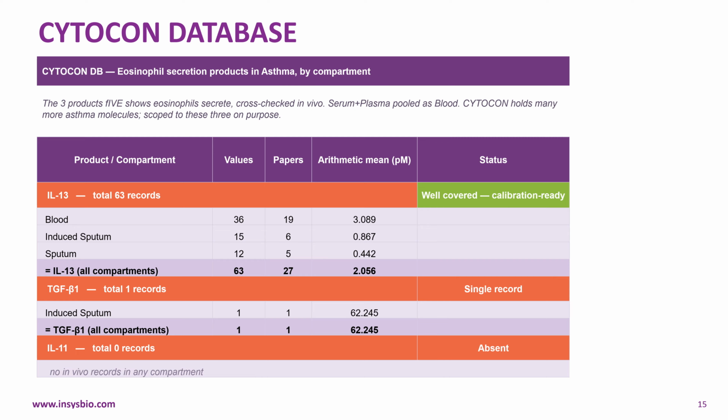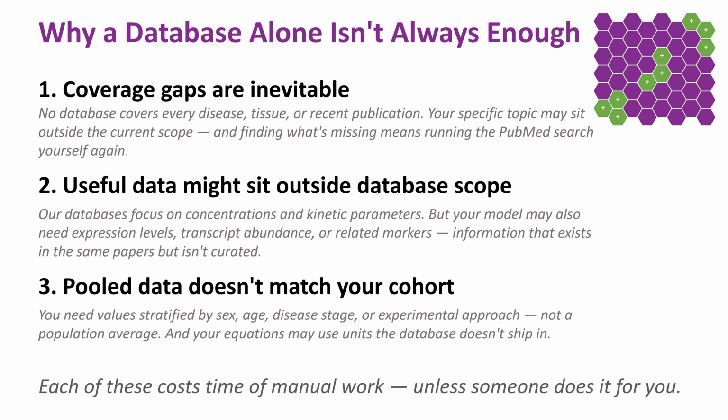For instance, by searching healthy controls or closely related diseases where the same molecule may have been measured even if asthma-specific data is sparse. But this also raises a broader point. A database alone isn't always enough. Both databases cover a lot, but neither covers everything, and that's the honest answer.